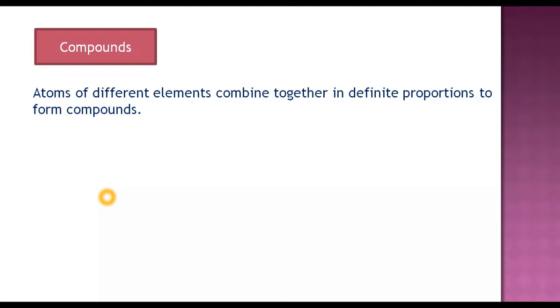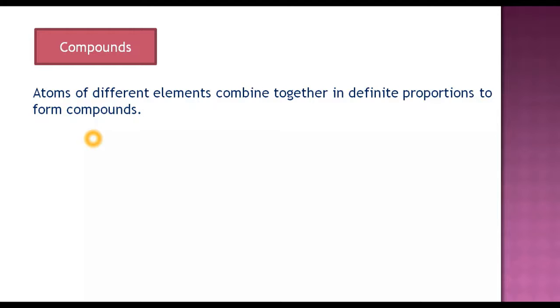Now, when atoms of different elements combine together in definite proportion, they form a compound. So basically, a compound is nothing but the combination of molecules, because in a molecule we are having atoms of different elements combined together. So basically, just like an element contains atoms, compounds contain molecules, and molecules in turn contain atoms, or you can say elements. So basically a compound is formed of molecules.